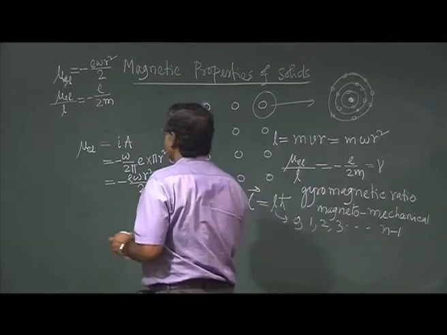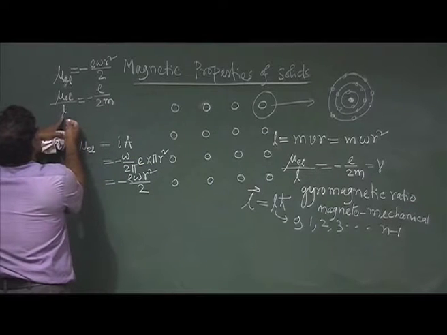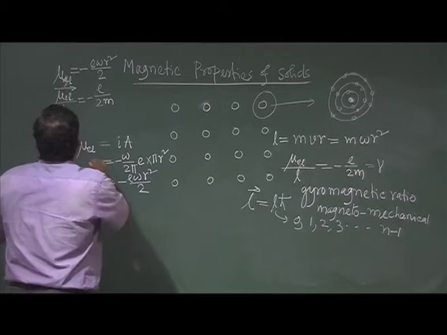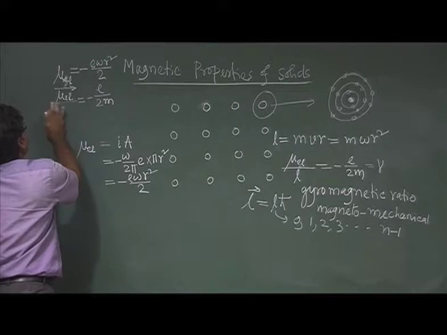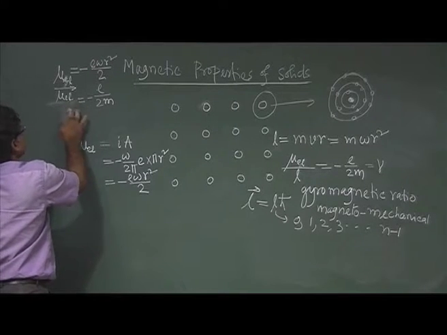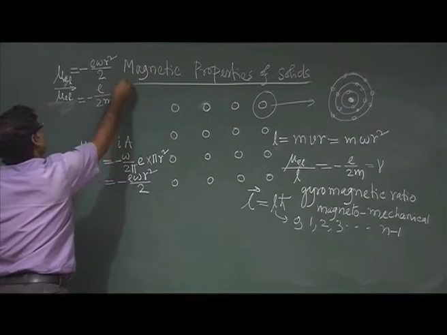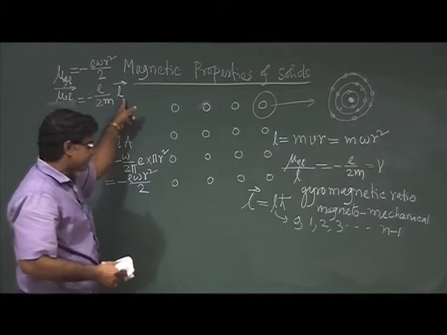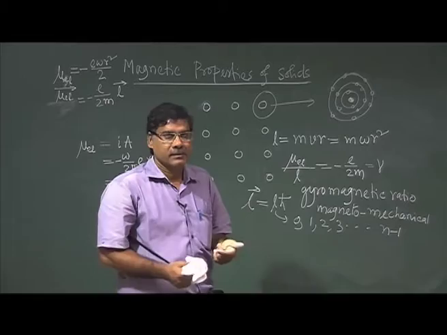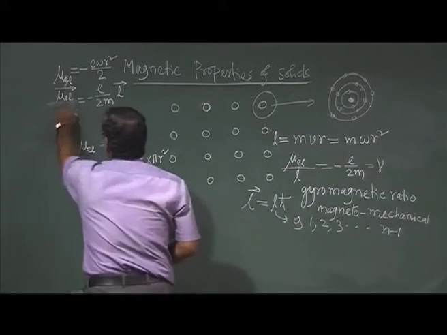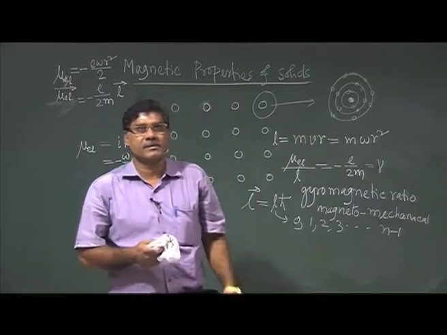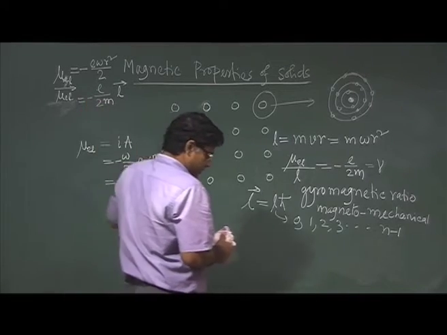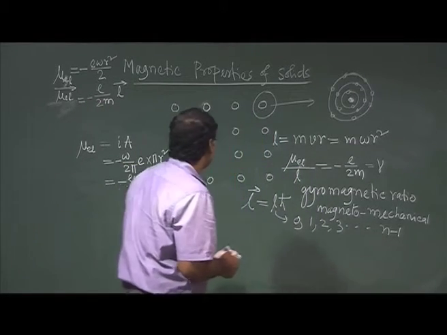We can write the magnetic moment also as a vector, and the angular momentum L is also a vector. This negative sign tells us that the direction of the angular momentum and the corresponding angular magnetic moment are opposite. That is the significance of this negative sign, okay.